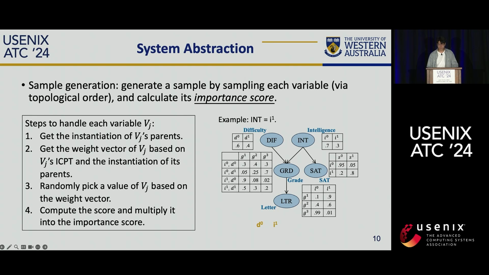So we have I1. Next, for grade, since we already got D0 and I1, we can get the weight vector, and we pick G1. For SAT, suppose we pick S1. Next, for letter, we pick L1. Finally, we get one sample. We repeat this process, and we get many samples.